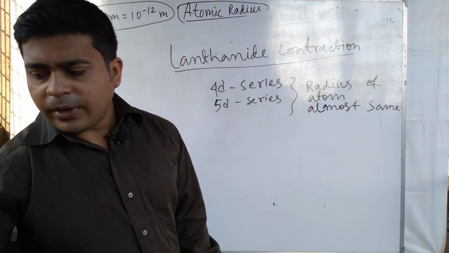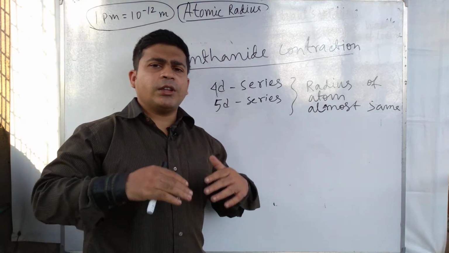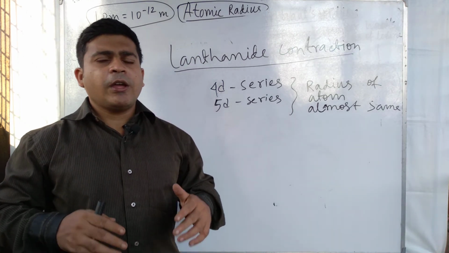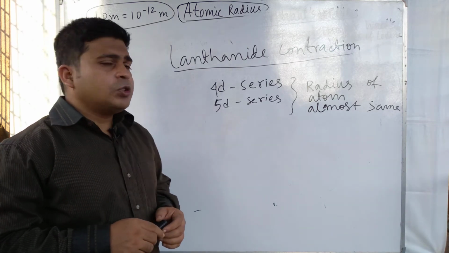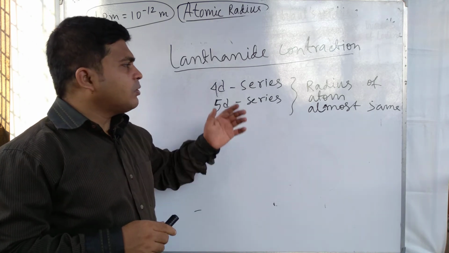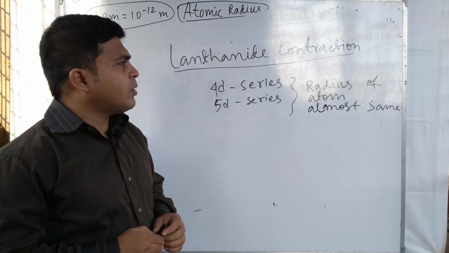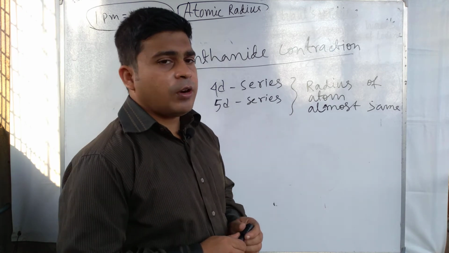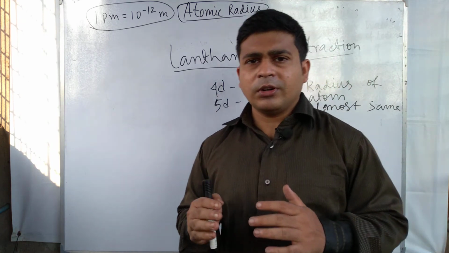Generally, atomic size increases down the group because of the addition of number of shells, and more shells increase the size of the atom. But due to lanthanide contraction, the size of the element remains the same down the group. We discuss this lanthanide contraction in a separate video, because lanthanide contraction is a very important topic in atomic size related problems.